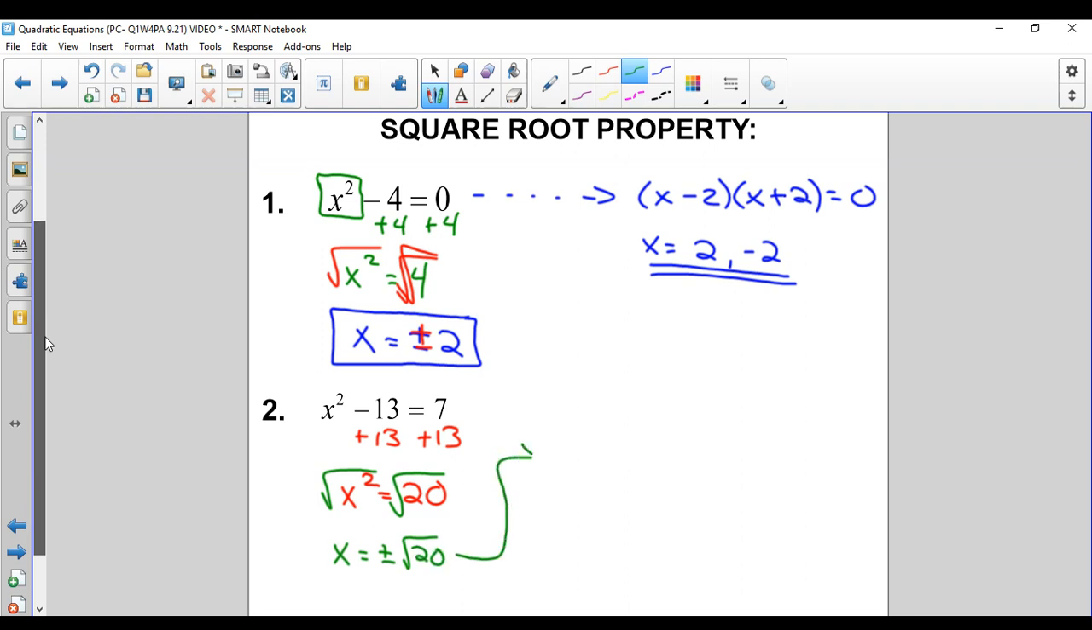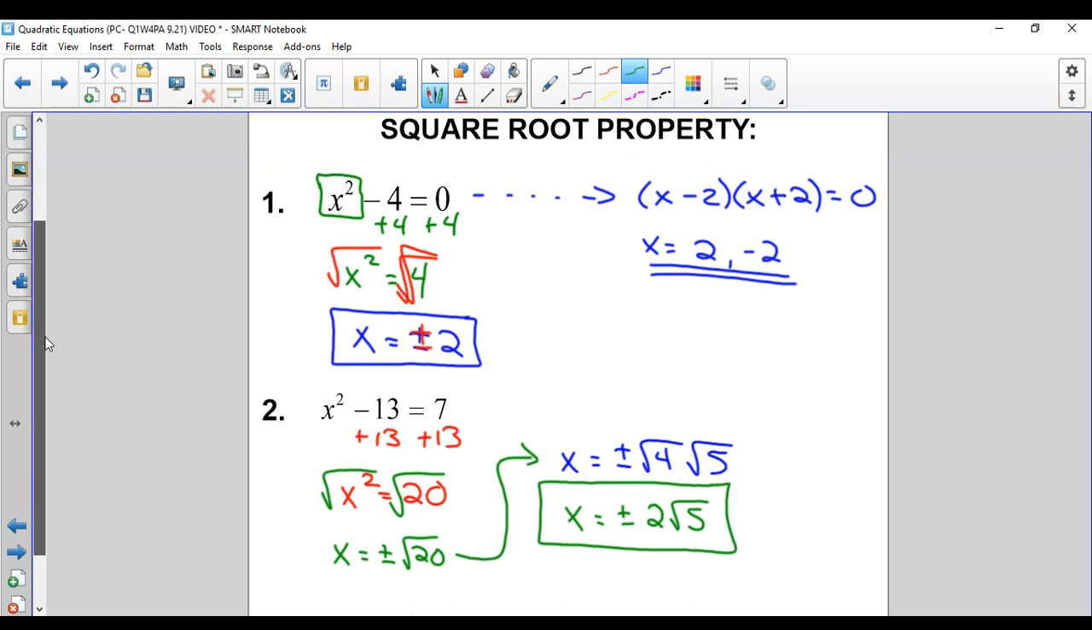Now, we need to simplify the radicals. So the square root of 20 breaks into the square root of 4 times the square root of 5. Square root of 4 is 2. Notice I'm carrying that plus or minus through our answer the entire way, and then we're left with the square root of 5. That's my answer. That's the acceptable answer. Anything less than that is not simplified, and you're losing credit on that.